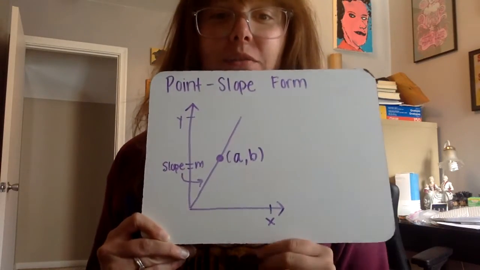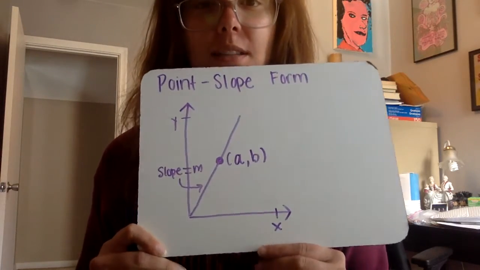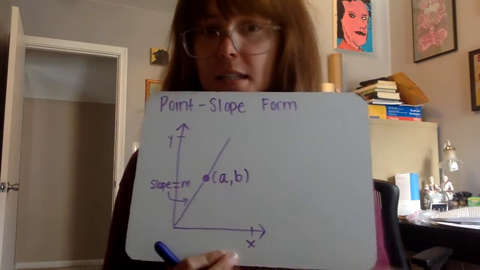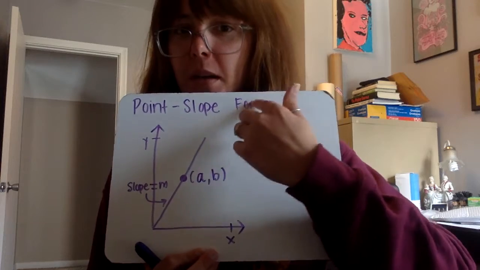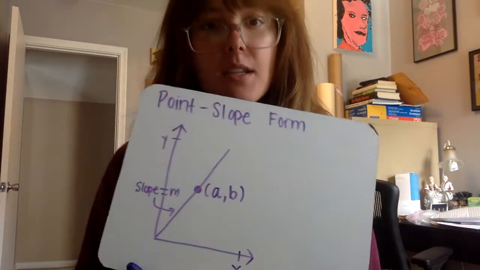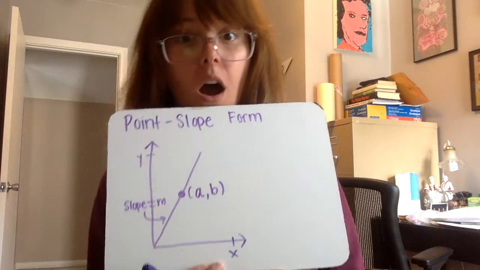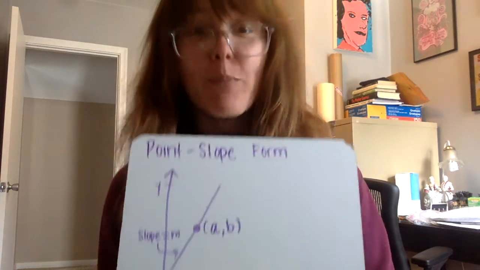So point slope form, we've already worked on slope intercept form. And I want to give you guys a hint that point slope form is in the name. So the things that you need are in the name. So you need a point and you need a slope.